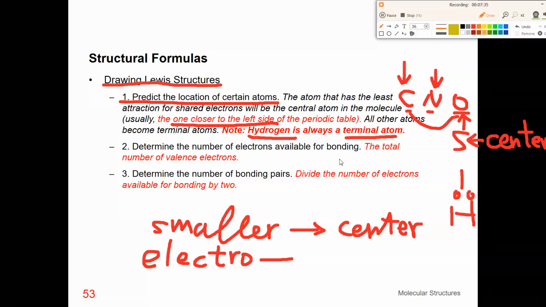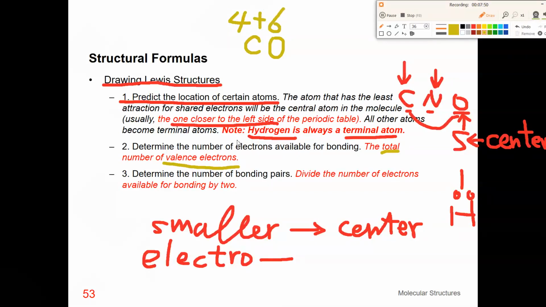So second step, we figure out the total number of valence electrons. For example, carbon monoxide: just add up the number of valence electrons. Carbon is 4, oxygen is 6. So add up the total number of valence electrons.